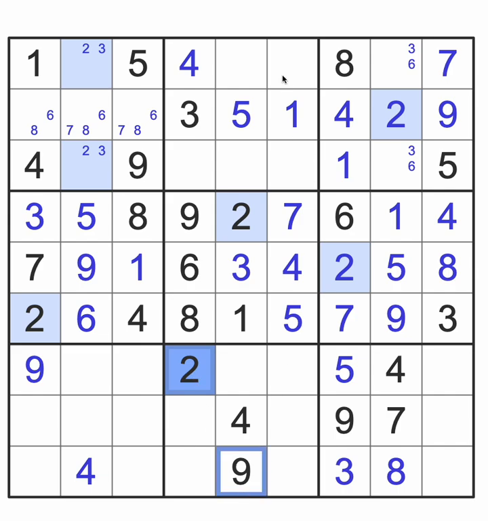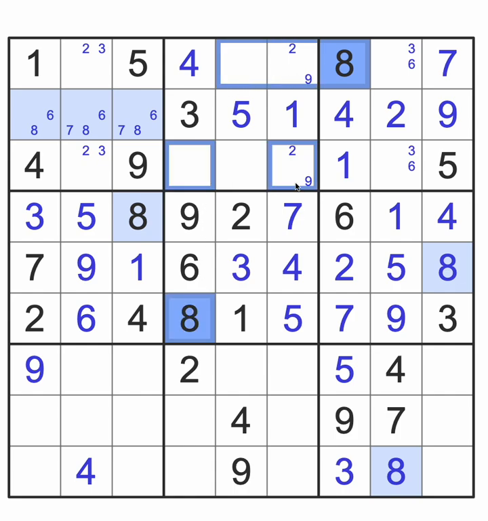2 and 9 have not been placed on column 7, and they are here, so these cannot be 2 and 9. That gives me 2, 9 double here, and that gives me the location of 8 in box 2, because this 8 blocks here, this 8 blocks this cell. This will be only 2 or 9, so this will be 8.